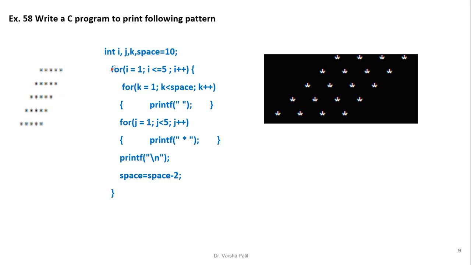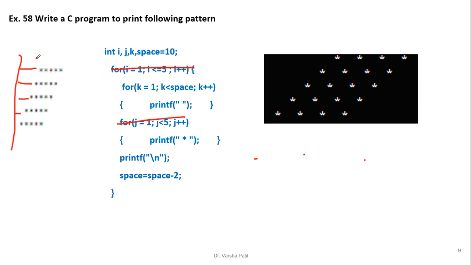Now this program is very easy. For i equal to 1, i less than 5, and j equal to 1, j less than j plus plus, this will print the stars like this. But now you have to see the space. Now see here, space is something, space decrement, space decrement, space decrement.